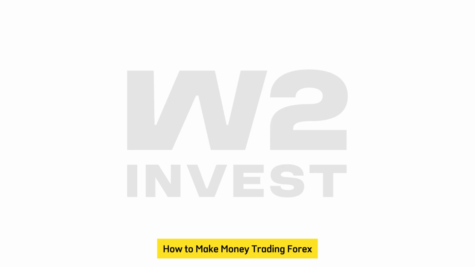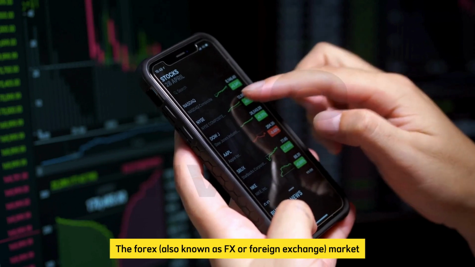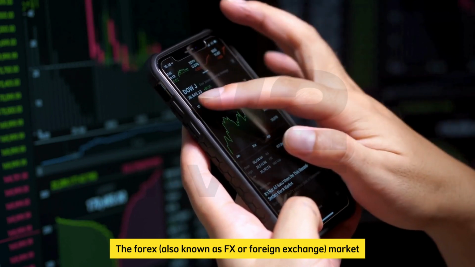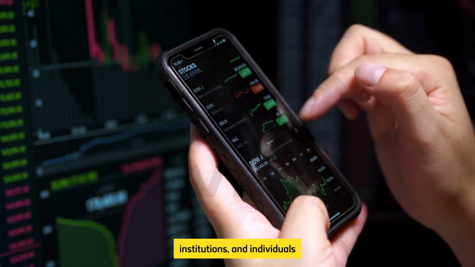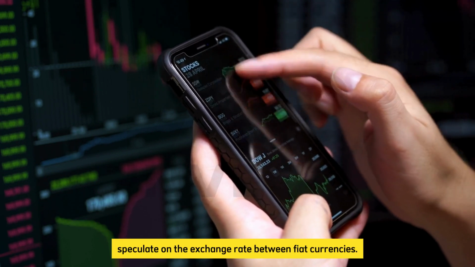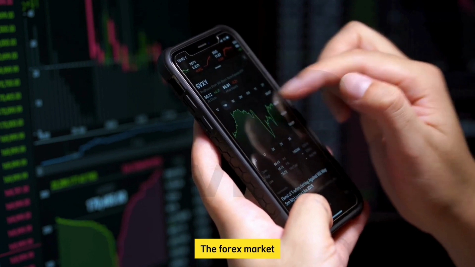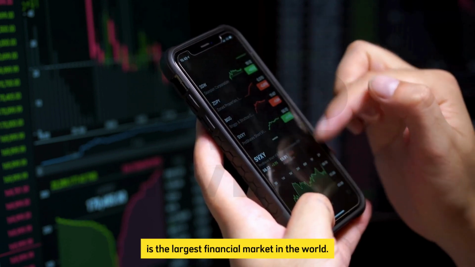How to make money trading Forex. What is Forex trading? The Forex, also known as FX or foreign exchange, market refers to the global marketplace where banks, institutions, and individuals speculate on the exchange rate between fiat currencies. The Forex market is the largest financial market in the world.